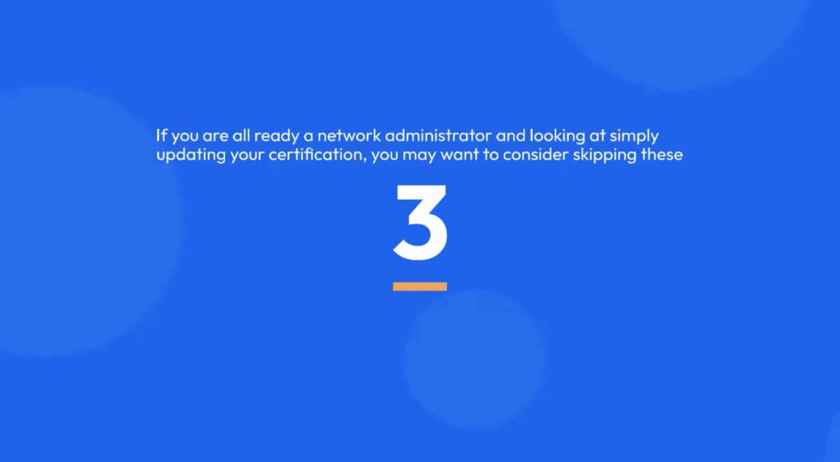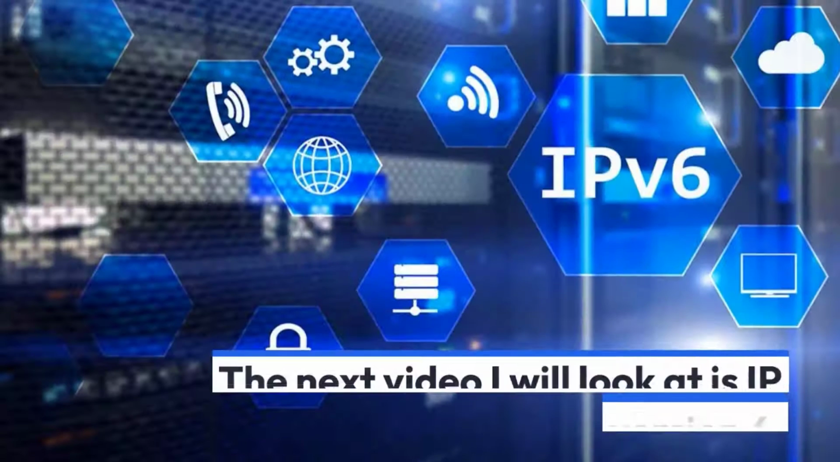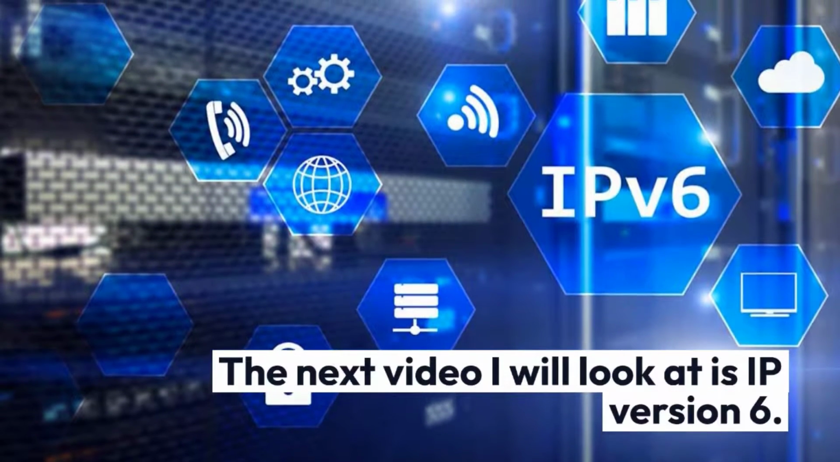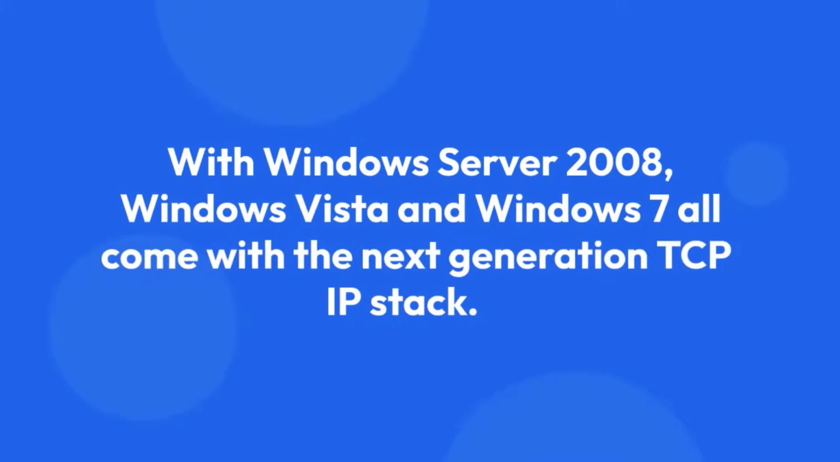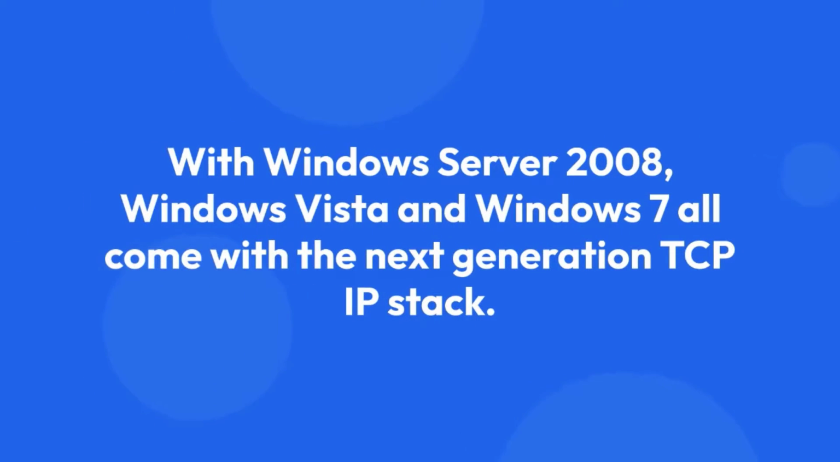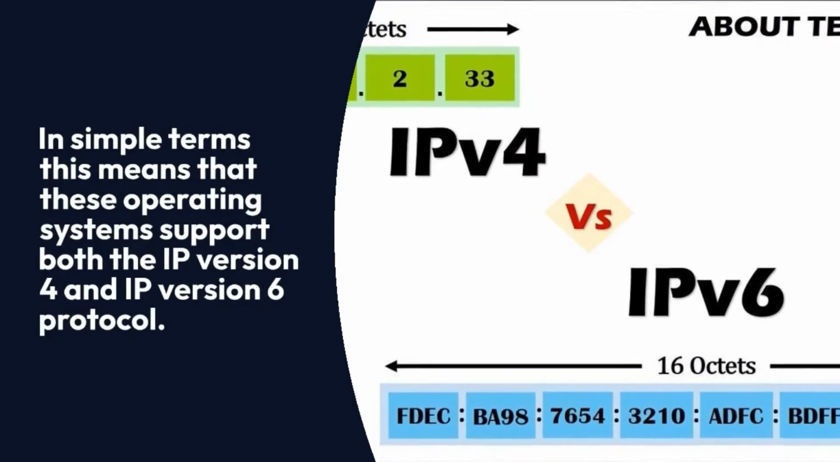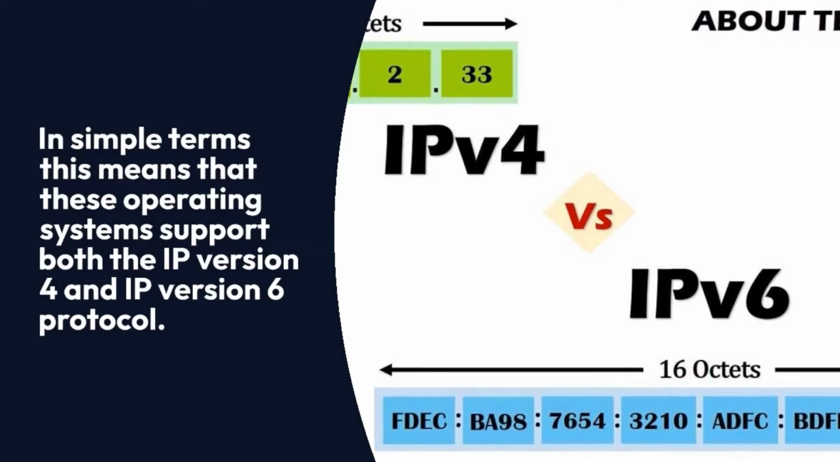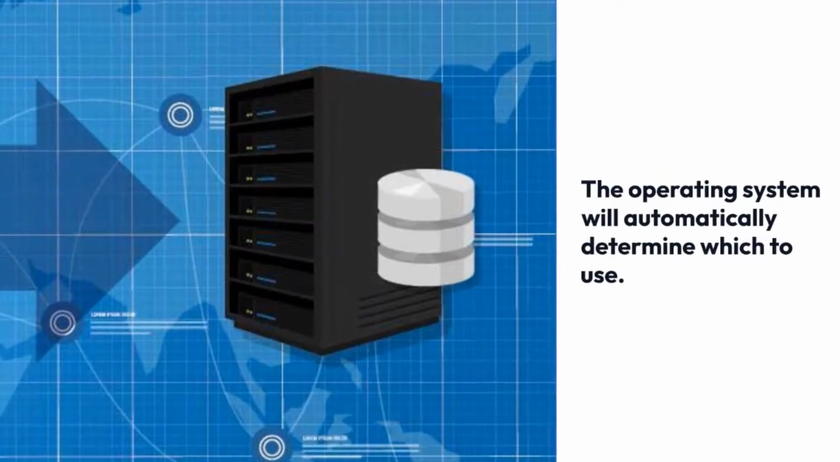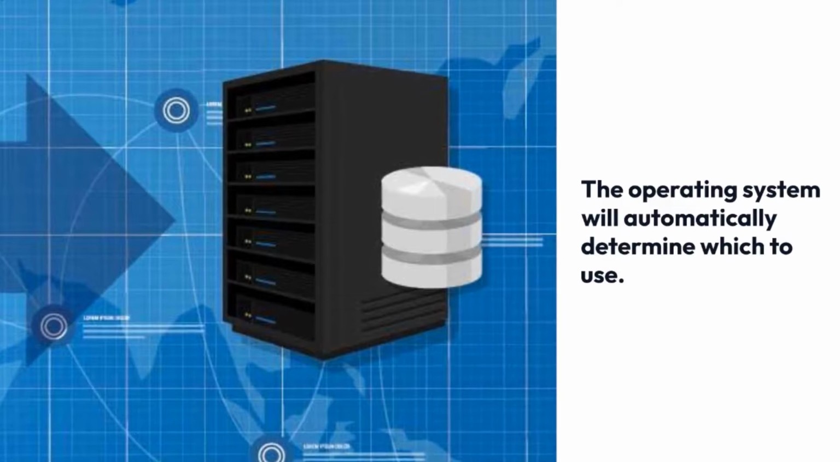If you are already a network administrator and looking at simply updating your certification, you may want to consider skipping these 3 videos. The next video I will look at is IP version 6. Windows Server 2008, Windows Vista and Windows 7 all come with the next generation TCP/IP stack. In simple terms, this means that these operating systems support both the IP version 4 and IP version 6 protocol. The operating system will automatically determine which to use.